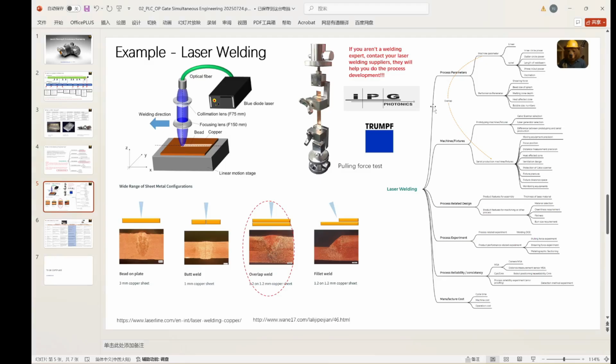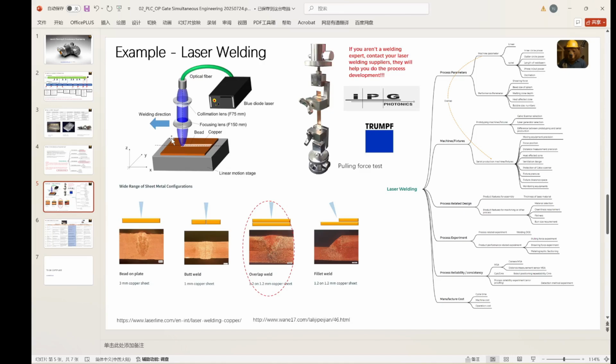Okay, now I'll give you an example of the process maturity. This example is about laser welding. We've done some process development of the laser welding. If you don't know what laser welding is, there are tons of materials or videos on the internet. You can search for it.